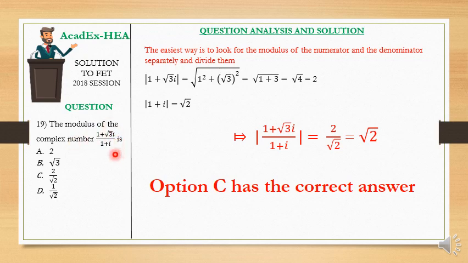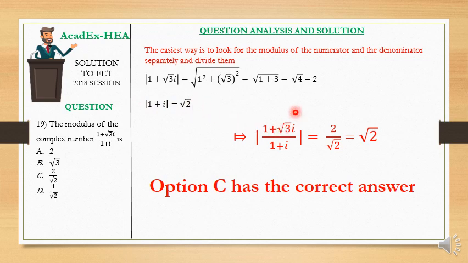That is one of the properties of the modulus of a complex number. So we are going to look for the modulus of 1 plus root 3i, which is simply the square root of 1 squared plus root 3 all squared. Root 3 squared is 3, plus 1 is 4, and the square root of 4 is 2. Now, for the denominator, we have the modulus of 1 plus i, which is the square root of 1 plus 1, which is equal to root 2.